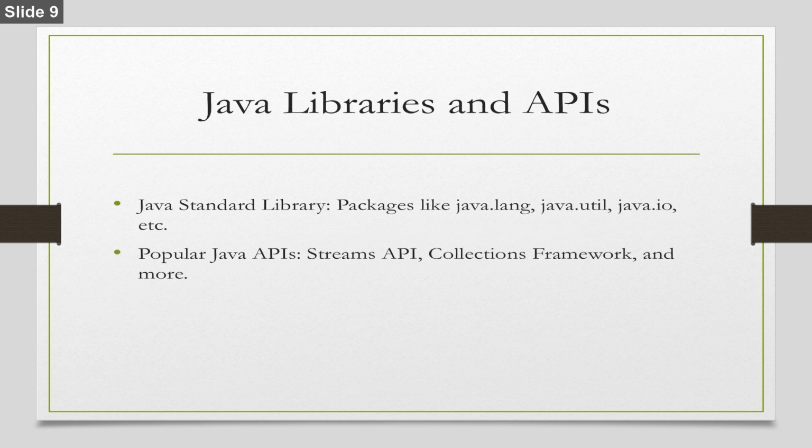Java libraries and APIs. Java provides a vast standard library that includes packages like java.lang and java.util, which contain many commonly used classes and functions. There are also advanced APIs, such as the Collections Framework for data structures and the Streams API for processing data. Knowing Java's libraries is beneficial because they provide pre-built tools that speed up development.